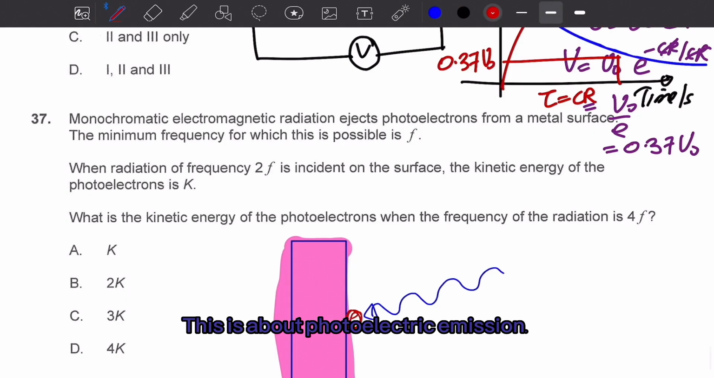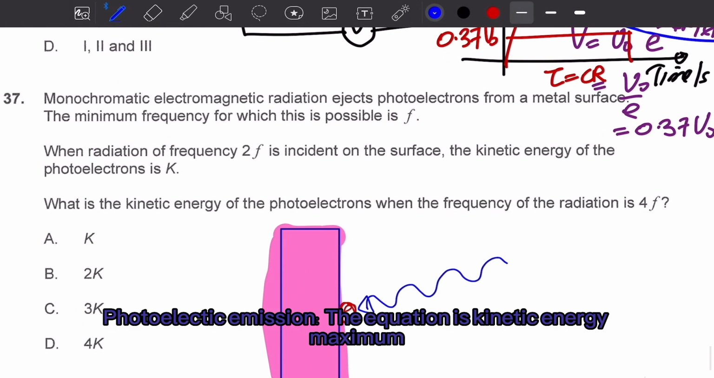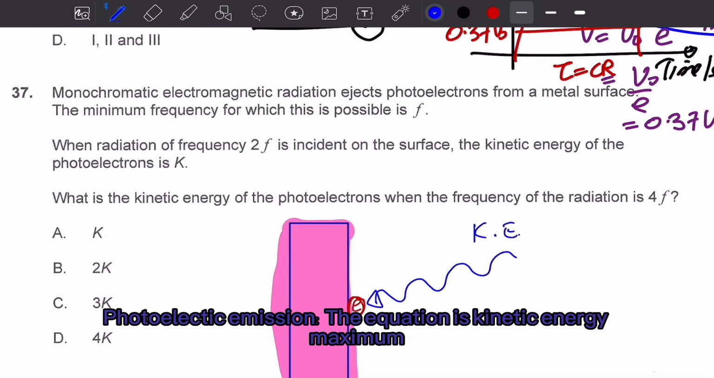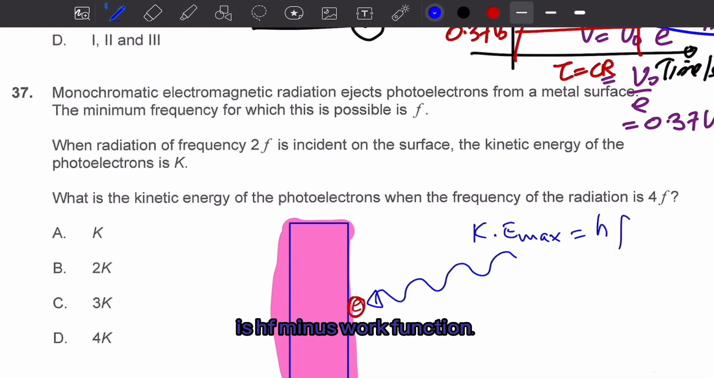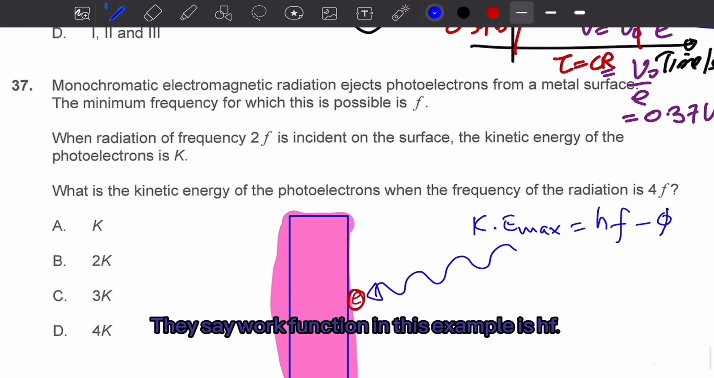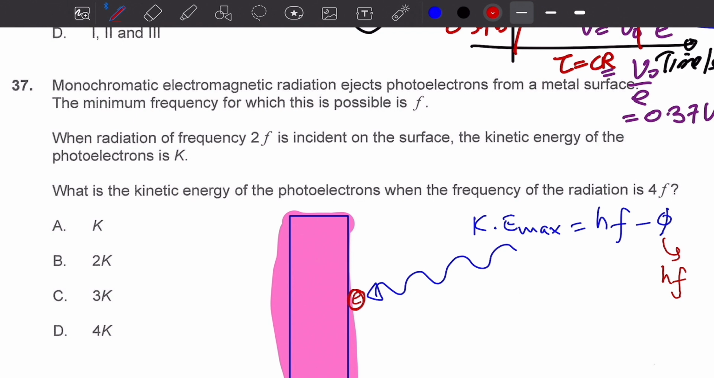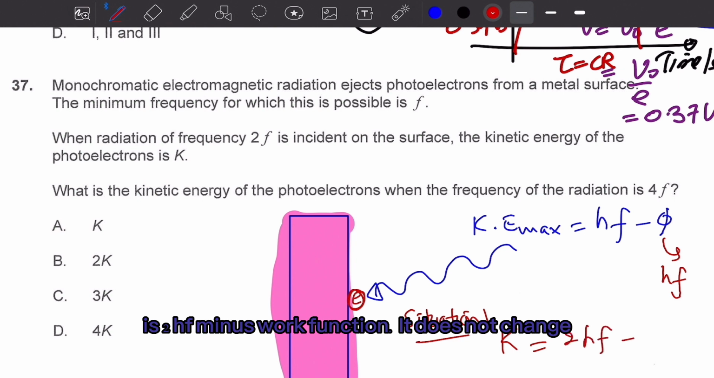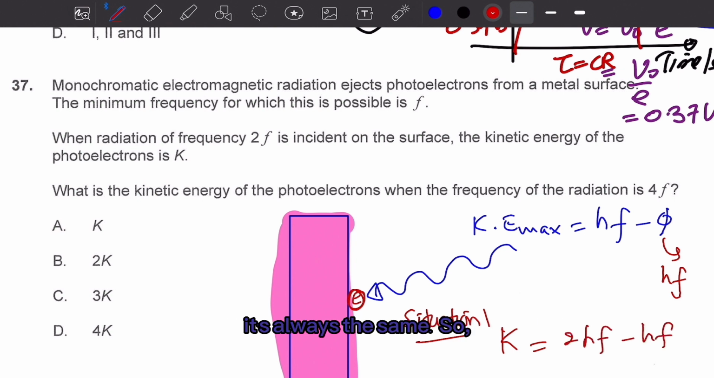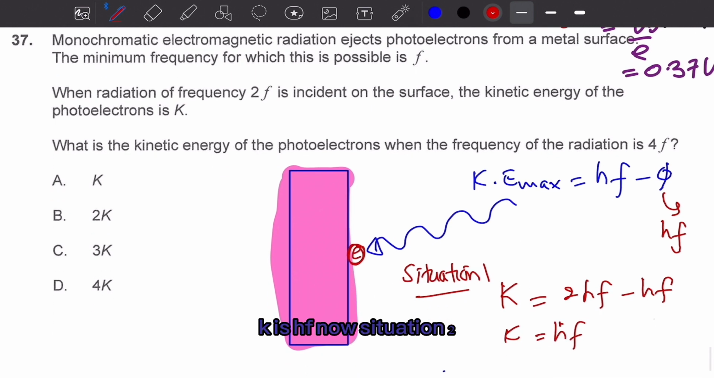This is about photoelectric emission. The equation is maximum kinetic energy equals hf minus work function. They say the work function in this example is hf. Now situation 1: kinetic energy K is 2hf minus work function. The work function does not change, it's always the same. So K is hf. Now situation 2.